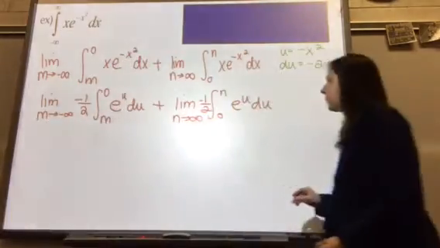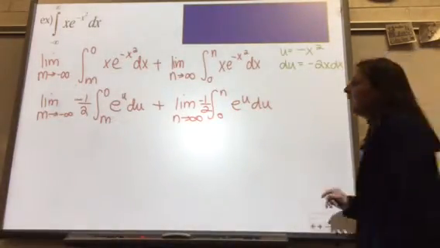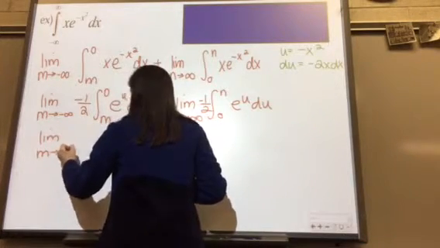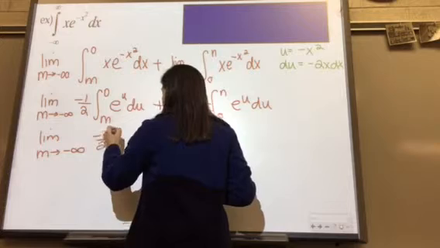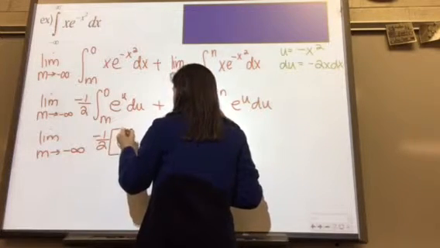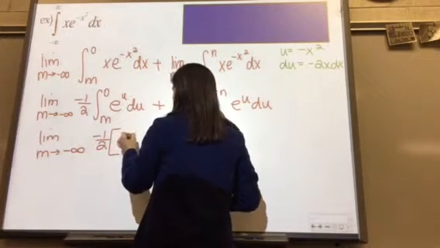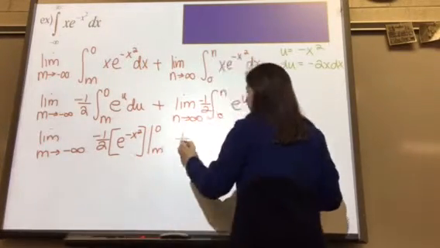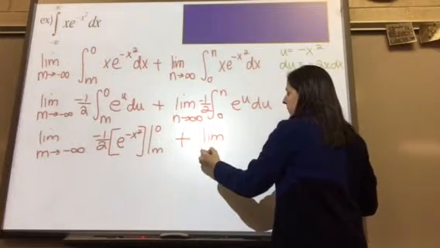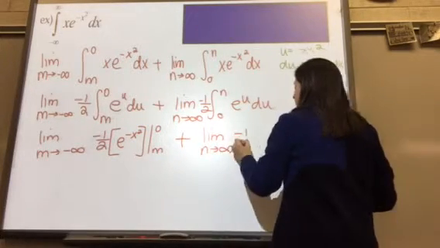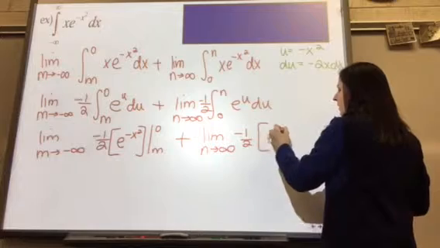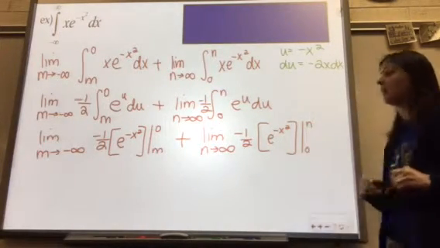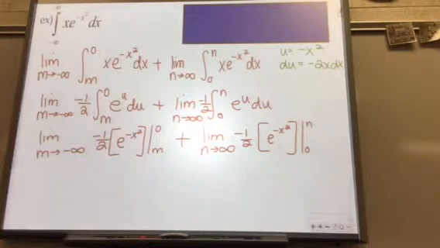There we go. Okay. E to the u. What's the integral of e to the u, guys? That one's easy. E to the u. And I'm going to go ahead and replace it so we don't forget. And that's from m to 0. And this is the limit as n approaches infinity of negative 1/2 e to the negative x squared. The good news is that you've already integrated, so you don't have to worry about doing that again. But there she is.